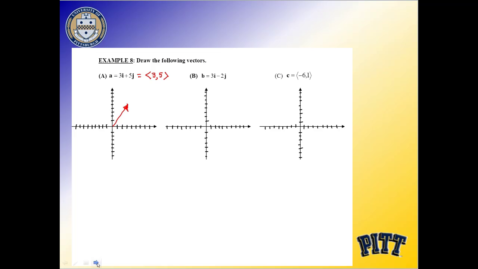B equaling 3i minus 2j. I would write that as a vector. Another way we would write that vector is 3, negative 2 in the vector brackets. But again, I plot the point 3, negative 2. I draw the arrow leading from the origin to that point. The same thing with negative 6, 1. Not a whole lot of difficulty in drawing a vector.